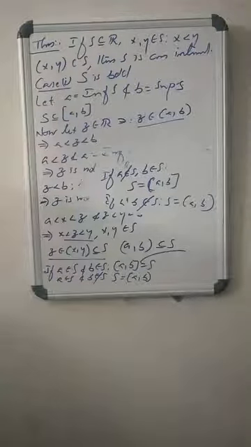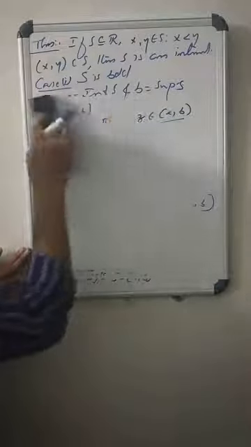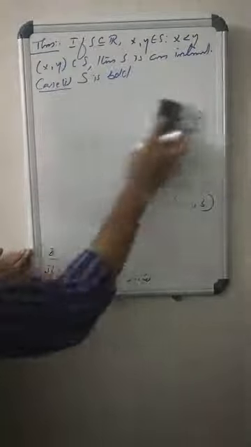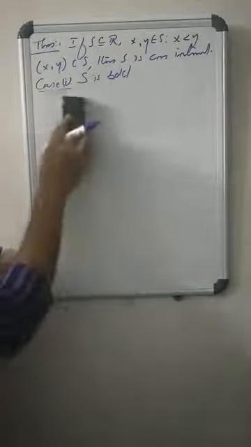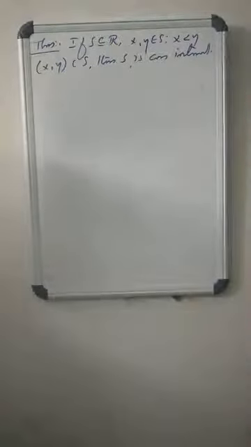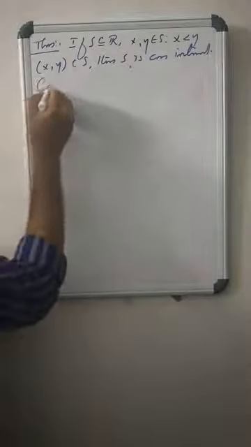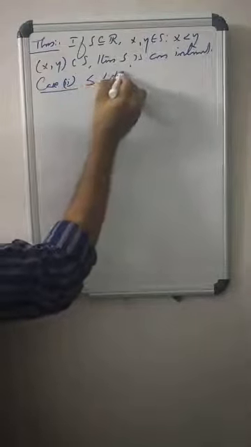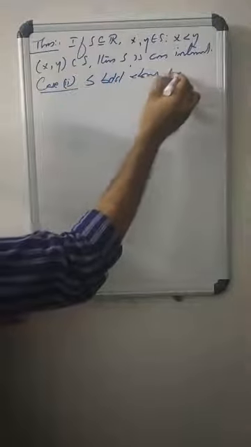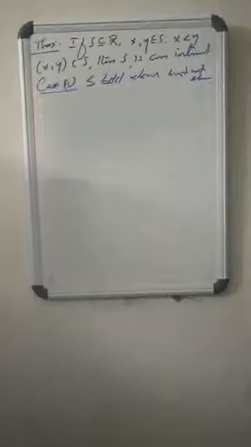Now come to the second case. In the first case, S is bounded, meaning it is both bounded above and bounded below. In the second case, we discuss when S is bounded above but not below. Yes, bounded above but not below.